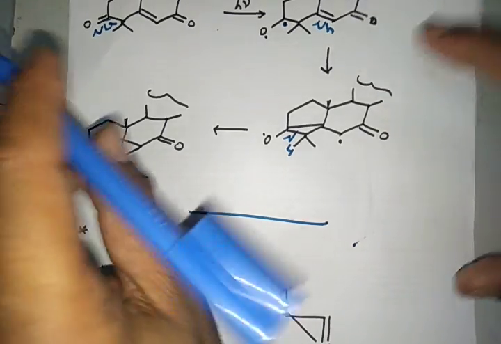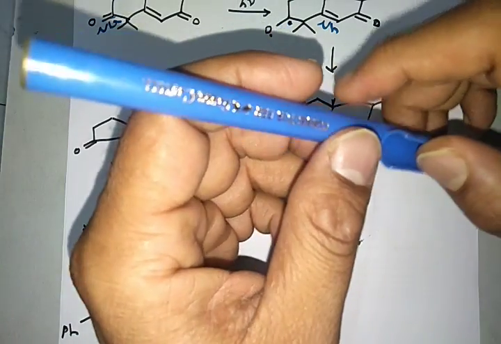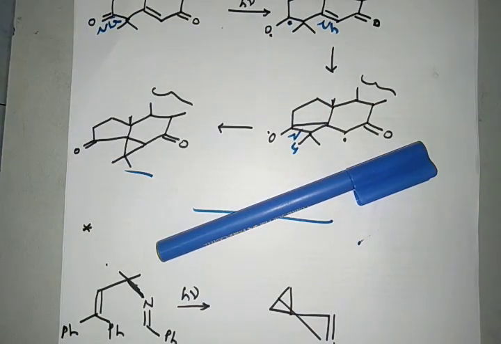So these are the few examples for the di-pi-methane rearrangement reaction. In the next video we will discuss more examples of photochemistry. Thank you.